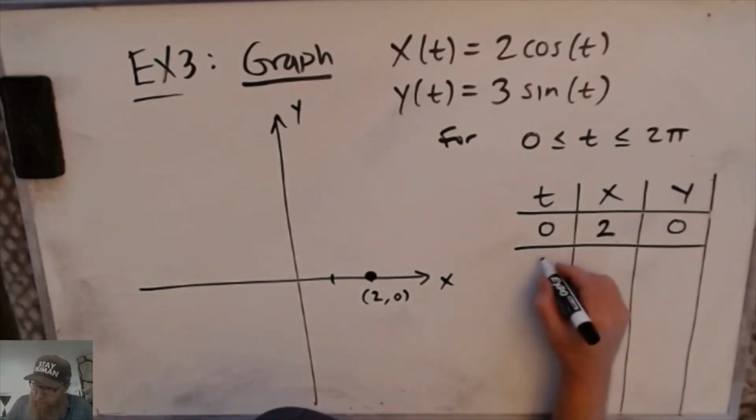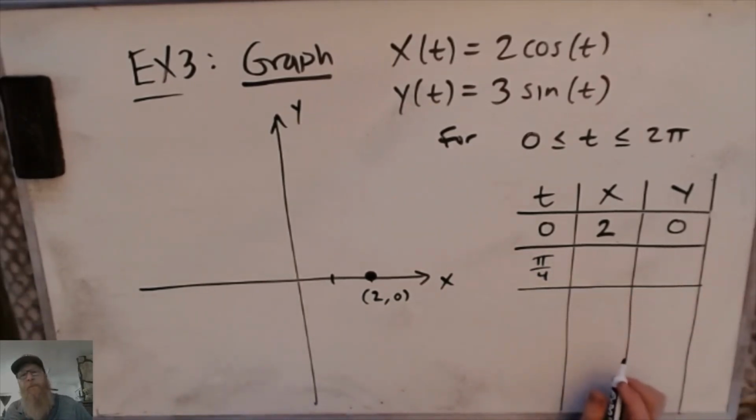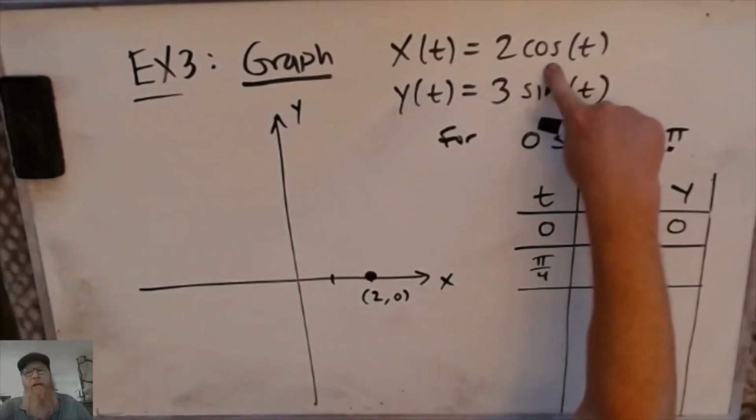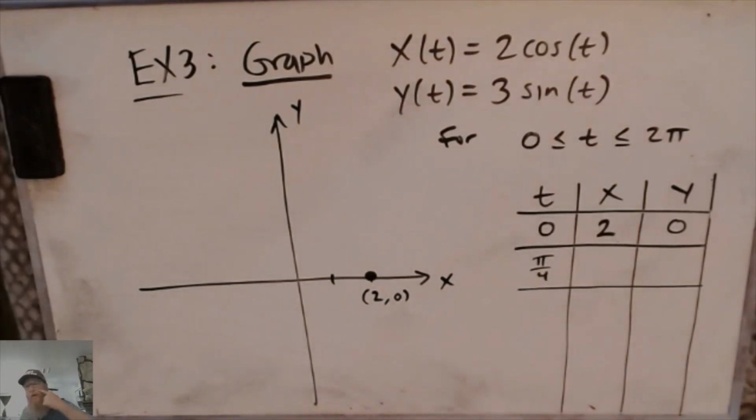Let's do, I don't know, pi over 4 or something. Okay. So what's cosine of pi over 4? Cosine of pi over 4 is root 2 over 2. Yeah, I'm doing this all with mental math. If you want, you can use your calculator.